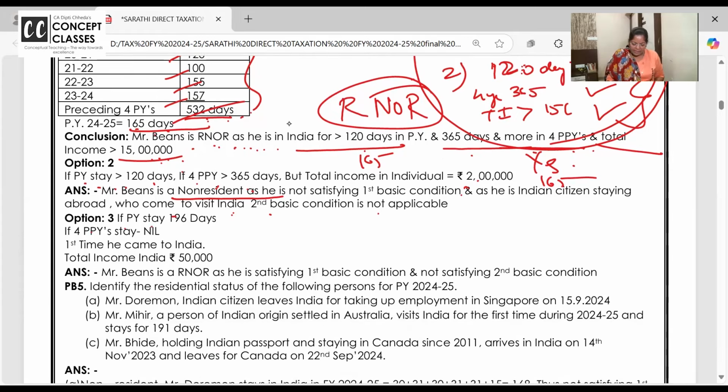Option 3: in the previous year, 196 days. For the preceding 4 years, nothing, it is the first time you came to India. Total income is only 50,000. Preceding 4 years he was not there. But in the current year, are you in India for 182 days or more? Yes. You are satisfying the first basic condition and not the second. Go ahead and check the additional conditions.